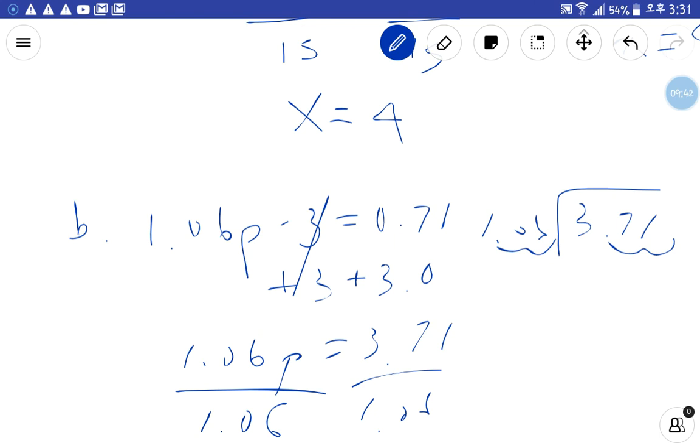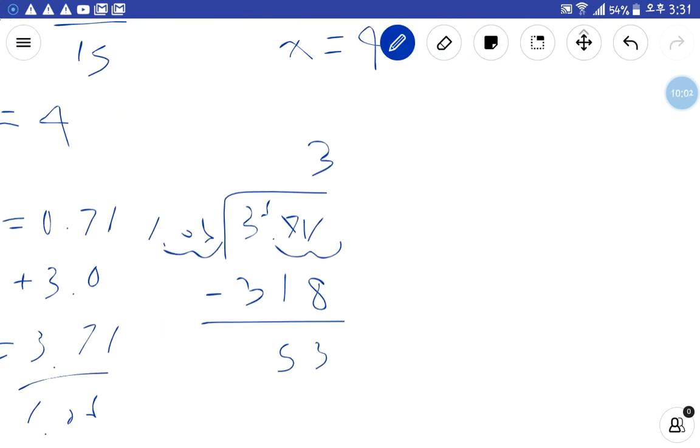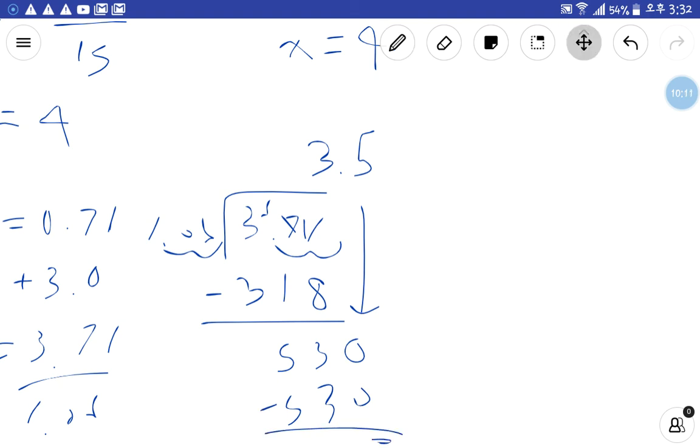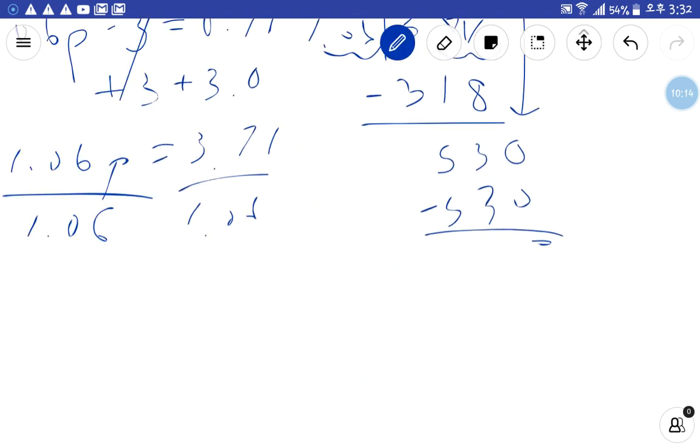How many 106 can go into 371? 3 times. There will be 318. Now what? You subtract that. Your remainder is 53, and you have a decimal point right here, bring 0 down. So how many? 5 exactly. 530. Then I don't have any remainder. So what is my answer this time? My p equals 3.5.